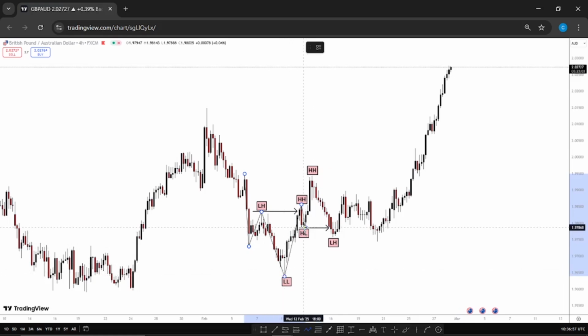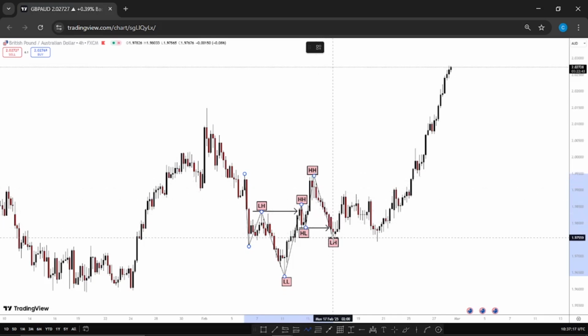After price created this new higher low, what did it do next? Price went back up to create a new higher high. Why is this a new higher high? Because this high is higher than its previous high. Now, after this higher high was created, what did price do next? Price came back down to create a new lower high.